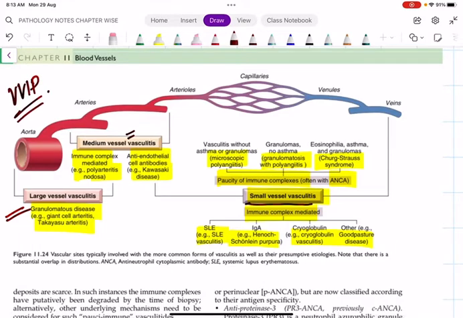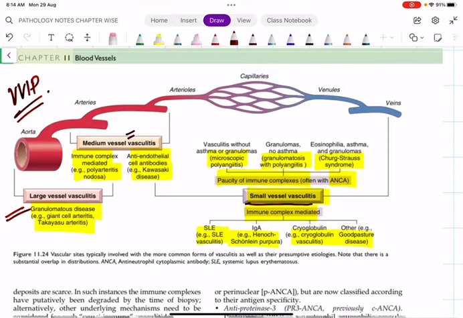This chart is a VVIP diagram. You should be well versed with what are the various diseases that are going to affect the large vessel, medium vessel and small vessel. You should be well versed with this.